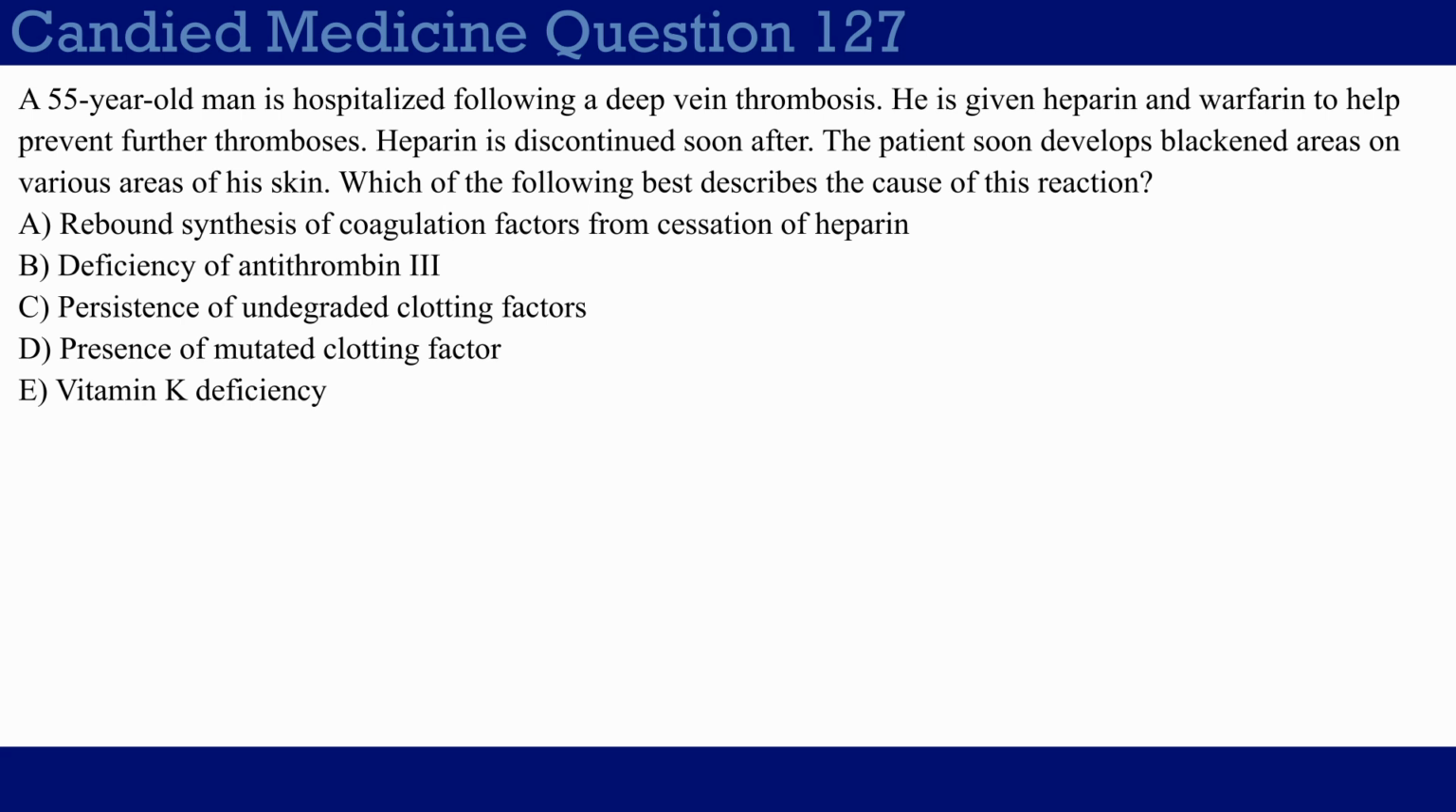Choice A, rebound synthesis of coagulation factors from cessation of heparin. Choice B, deficiency of antithrombin 3. Choice C, persistence of undegraded clotting factors. Choice D, presence of mutated clotting factor. Or choice E, vitamin K deficiency. I'll wait 5 seconds and answer the question.